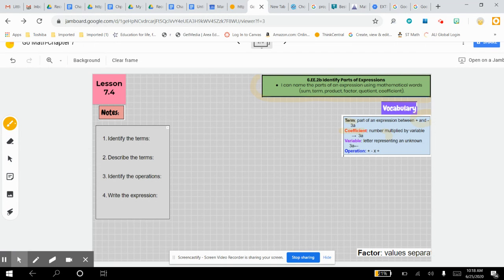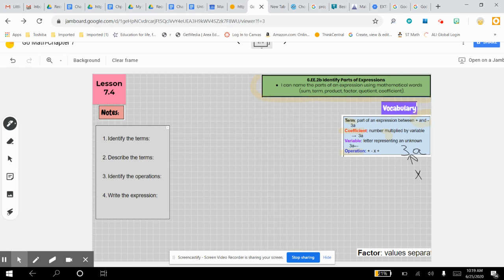The one other thing that you need to know is this word operation. Operations are add, subtract, multiply, and divide. And sometimes it gets a little hard when you have something like 3a. When you have 3a, the 3 is a coefficient, a is a variable, but there is an operation in here, and that operation is multiply.